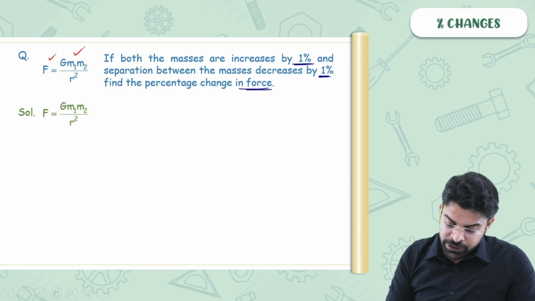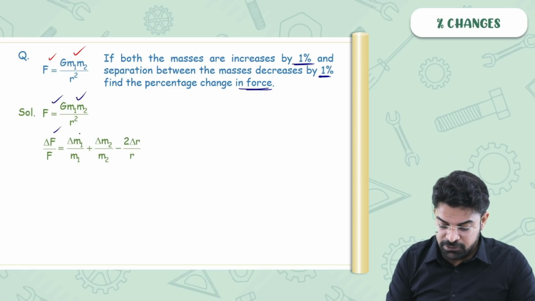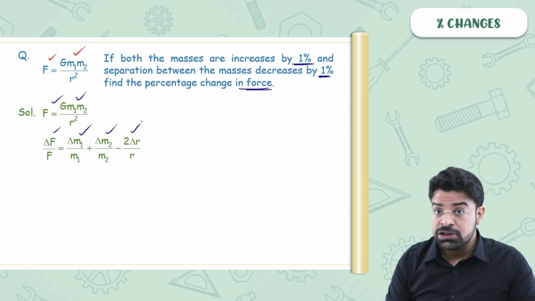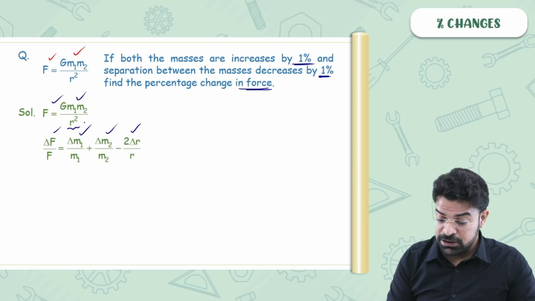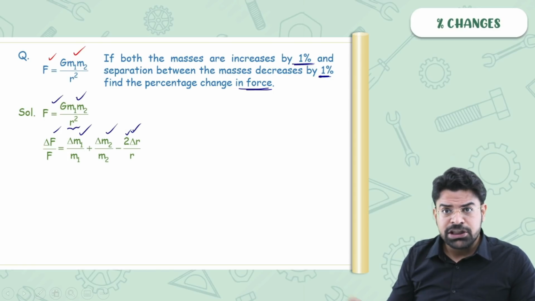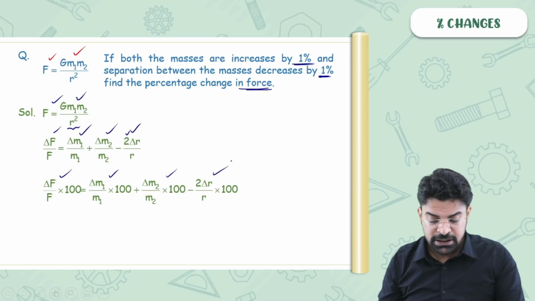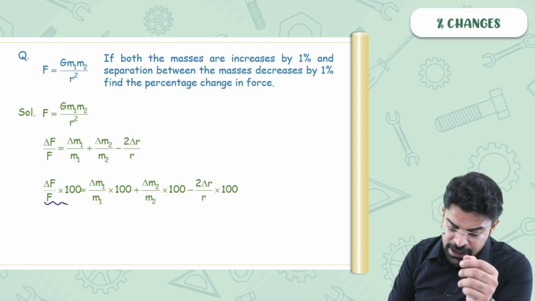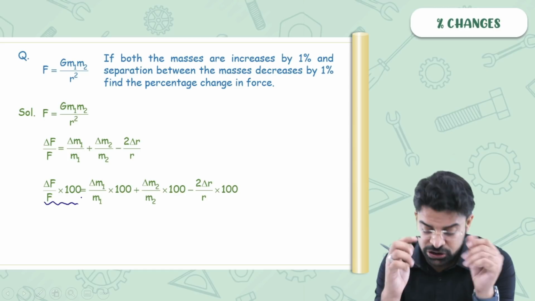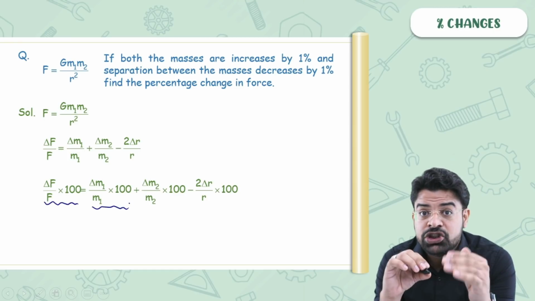So you will say F equals G m1 m2 upon r square. So delta F by F equals delta m1 by m1 plus delta m2 by m2 minus 2 delta r by r. It's in the denominator, so you must place a minus sign and the power in front too. Now multiplying each term with 100, you will write delta F by F into 100 equals delta m1 by m1 into 100 plus delta m2 by m2 into 100 minus 2 delta r by r into 100. Delta F by F into 100 represents the percentage change in force. This quantity, delta m1 by m1 into 100, represents the percentage change in mass.